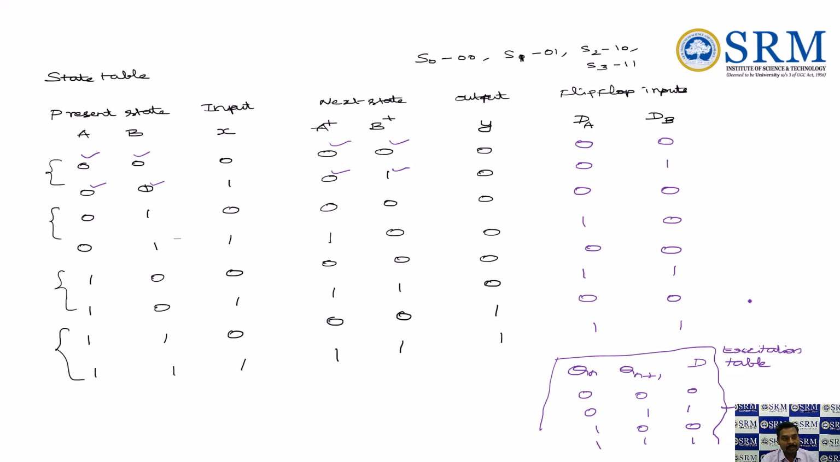Okay. Next, after obtaining this state table, we have to draw a K map for getting the expressions for the output as well as the flip-flop inputs, that is DA as well as DB. With the help of the present state and input as inputs to the K map, since we have three inputs, we'll have a three variable K map.